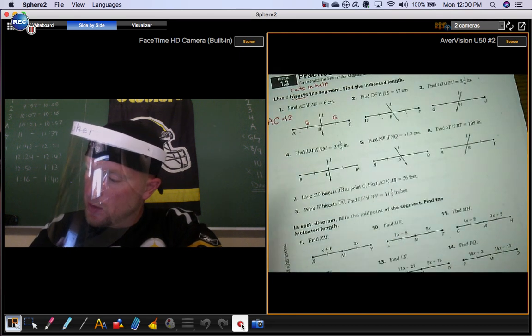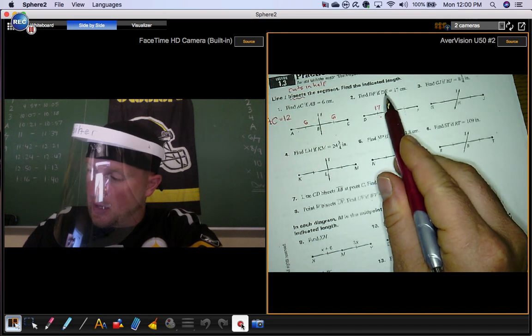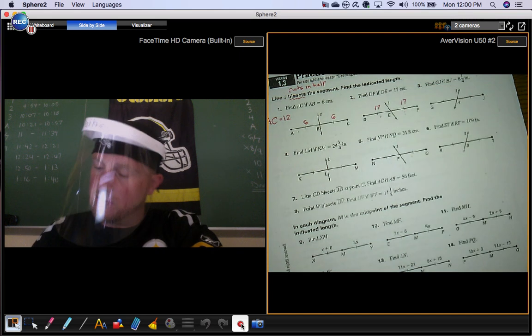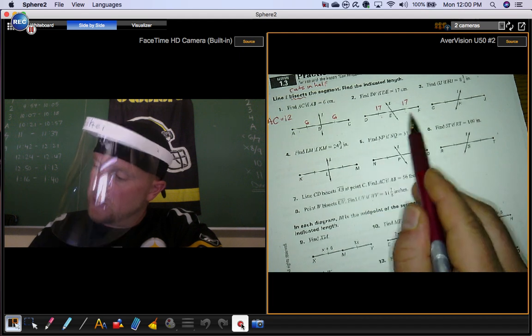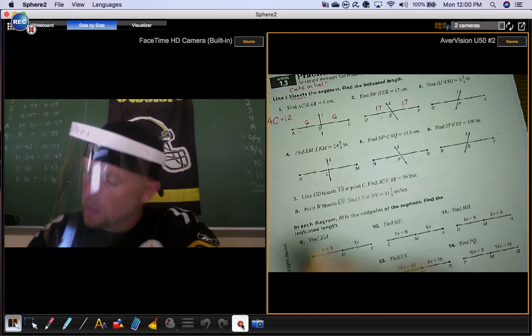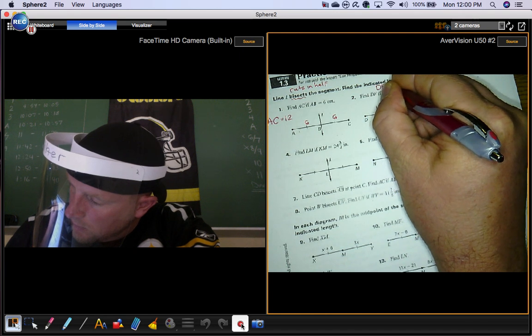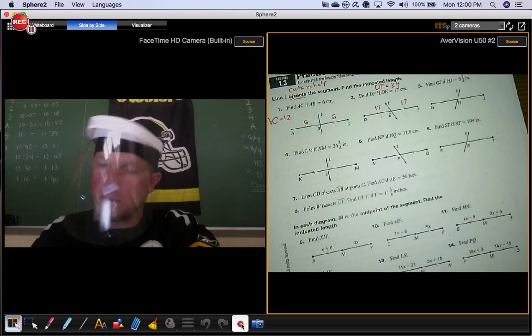Again, you got matching marks. Length from D to E is 17. Length from E to F is 17. How far is it from D to F? Segment addition, just add your two littles, get the big.